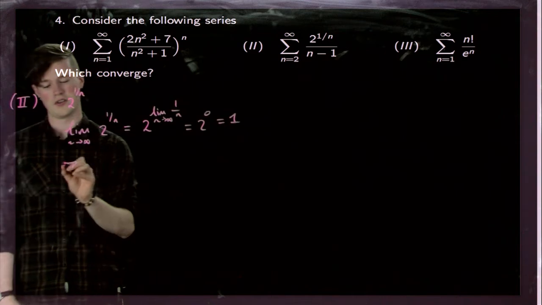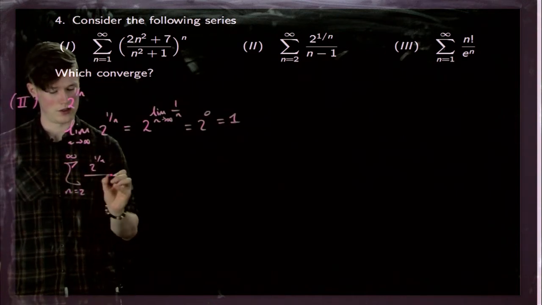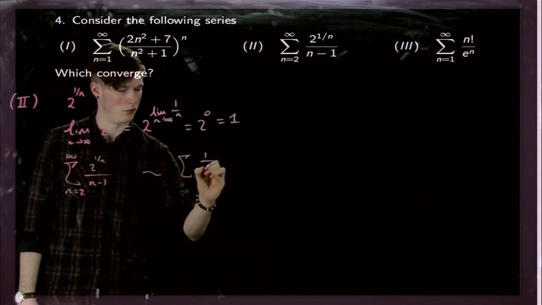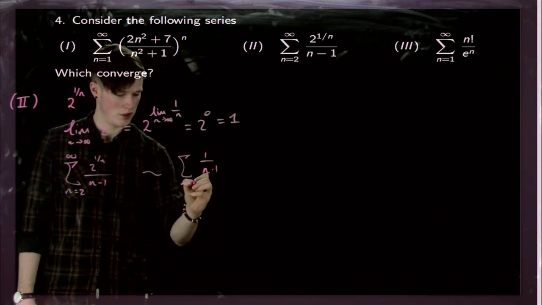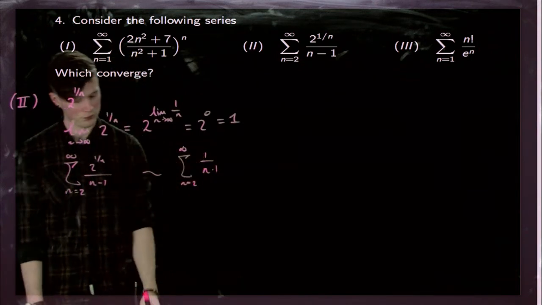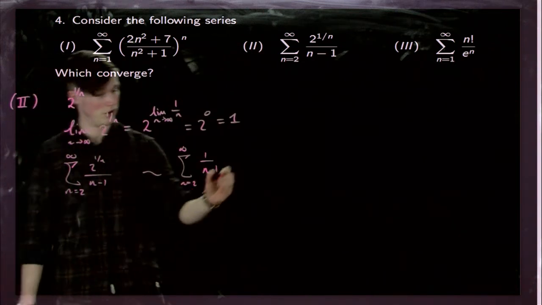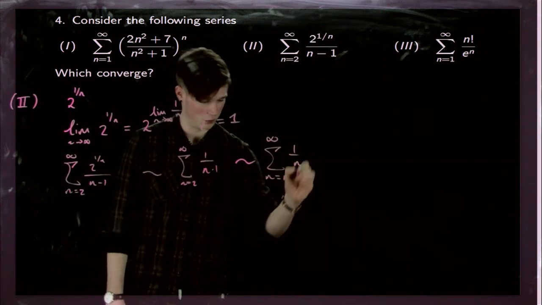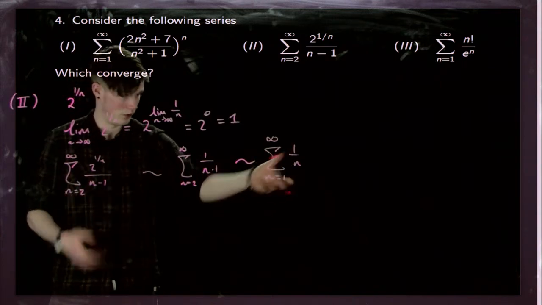So we expect our series, the sum from n equals 2 to infinity of (2 to the 1 over n) over (n minus 1), to behave as if the numerator was a 1 in the limit, so the sum from n equals 2 to infinity of 1 over (n minus 1). We know that this diverges because it behaves like the sum from n equals 1 to infinity of 1 over n, which diverges by the p-test. So we want to compare this series to that series.